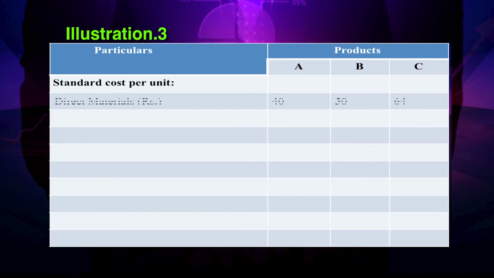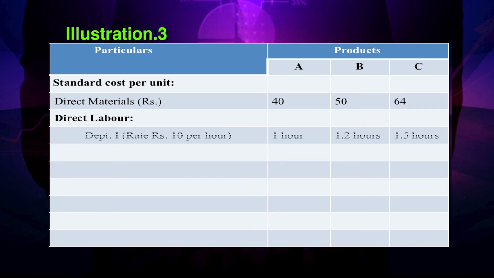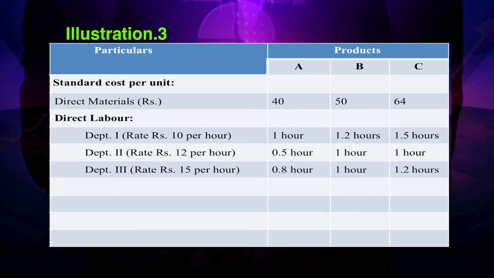Standard cost per unit, direct material: 40 for A, 50 for B, 64 for C. Direct labor department 1 rate rupees 10 per hour: 1 hour for A, 1.2 hours for B, 1.5 hours for C. Department 2 rate rupees 12 per hour: it needs 0.5 hour for A, 1 hour for B, 1 hour for C. Department 3 rate rupees 15 per hour: it needs 0.8 hour for A, 1 hour for B, 1.2 hours for C. Variable overheads 12 per unit for A, 11 for B and 16 per unit for C.